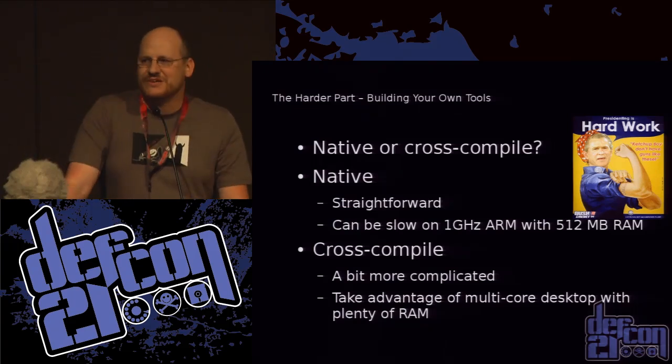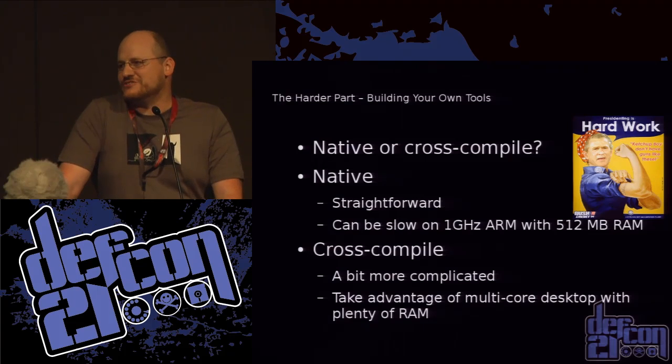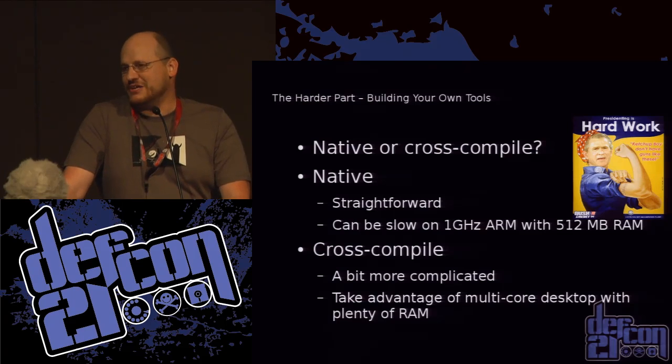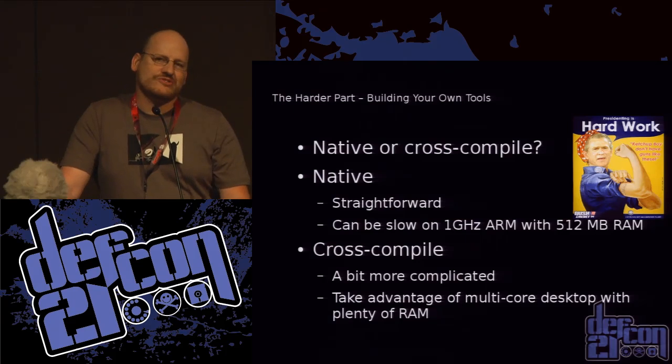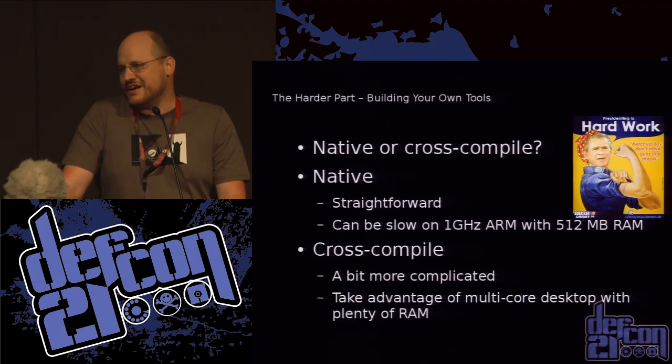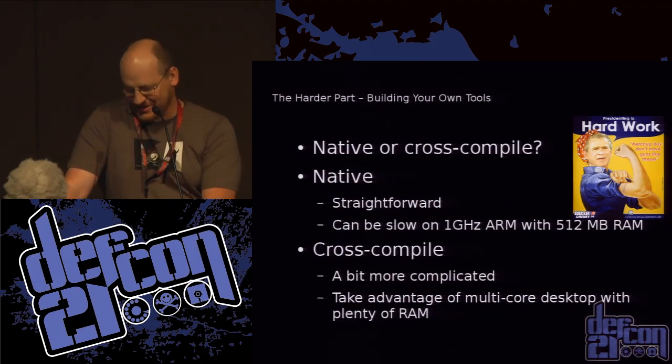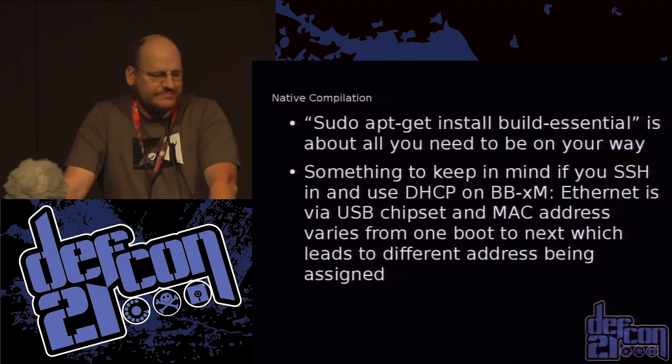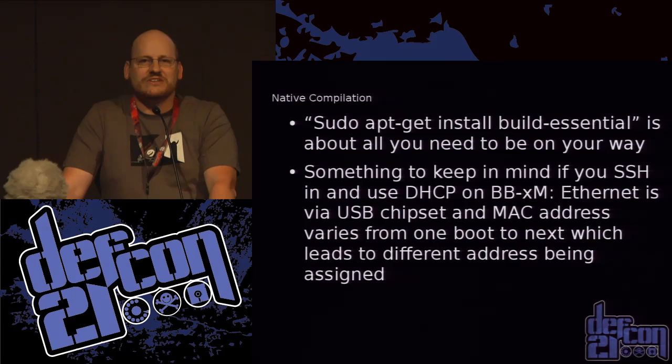If you build it on the Beagle, it has the advantage of being pretty straightforward, has a disadvantage of possibly being a little bit slow if it's a big program, right? So of course you can cross compile, it's a little bit more complicated, but you can take advantage of your heavier computing power.